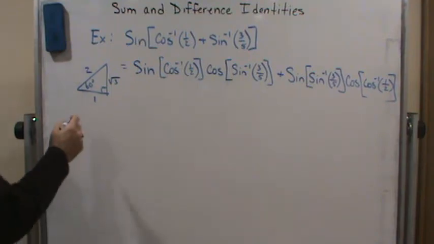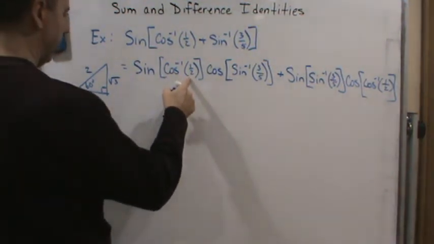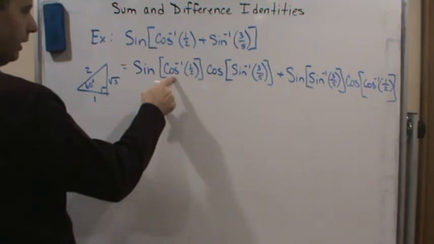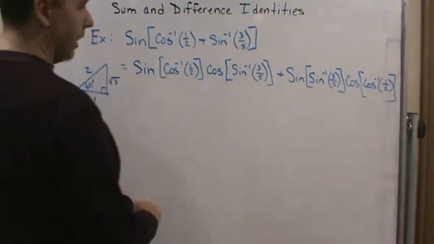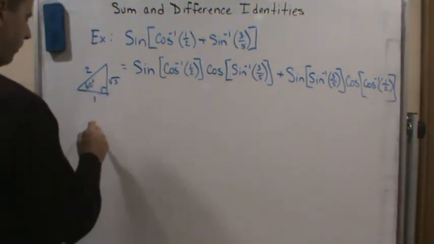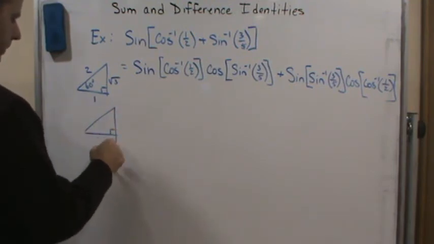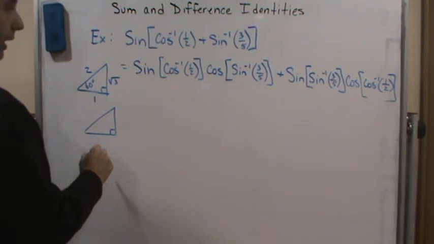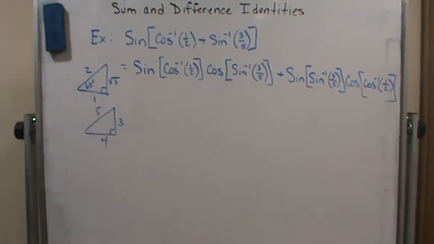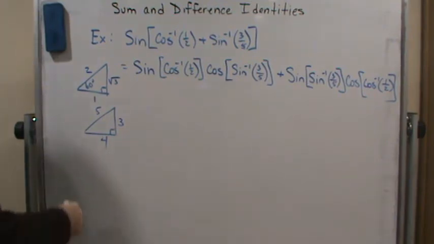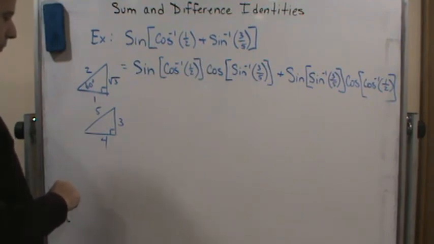And what about sine inverse of 3/5? We're asking ourselves what angle. What angle has a cosine of 1/2? That's going to be 60. What angle has a sine of 3/5? Well, let's draw our right triangle. Opposite over hypotenuse is going to be 3/5, and this is going to be a 3-4-5 triangle. This turns out to be a special triangle.